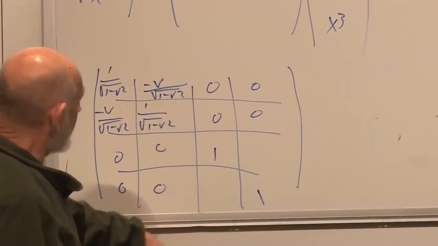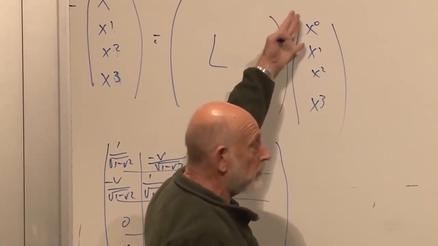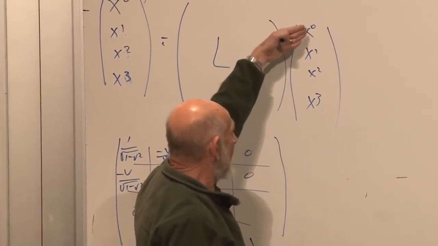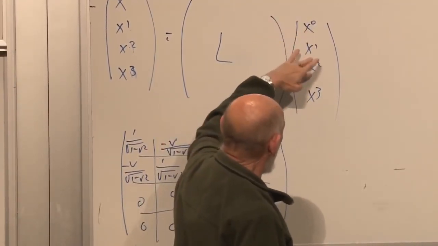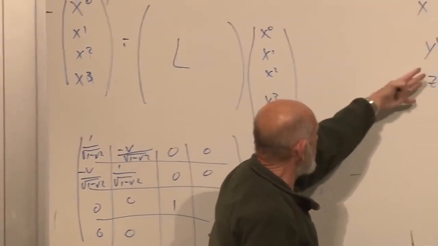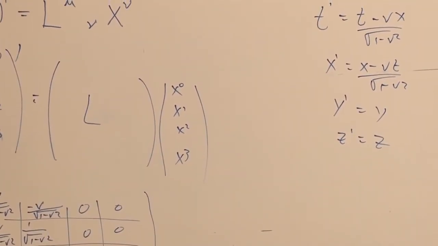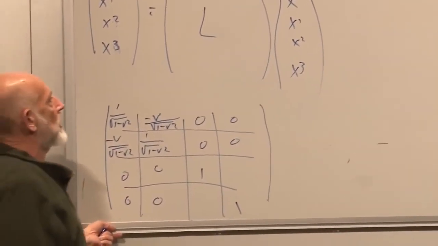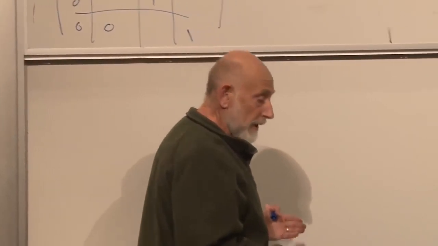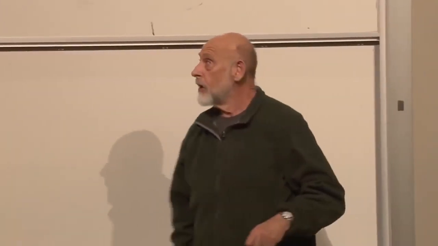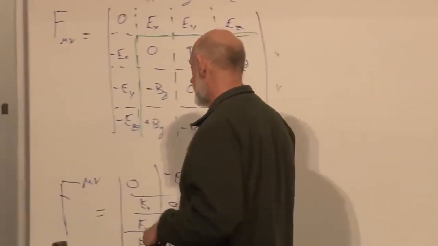If this matrix is multiplied by x0, x1, x2, x3, also known as t, x, y, and z, it simply reproduces these four equations over here. So this is the matrix which represents the Lorentz transformation by velocity v along the x-axis. All right, now what do we do with a tensor like F mu nu?